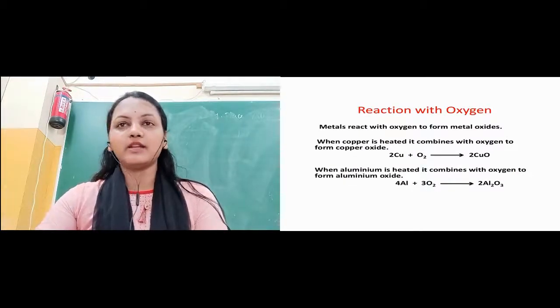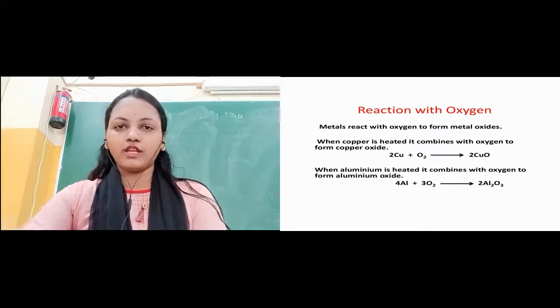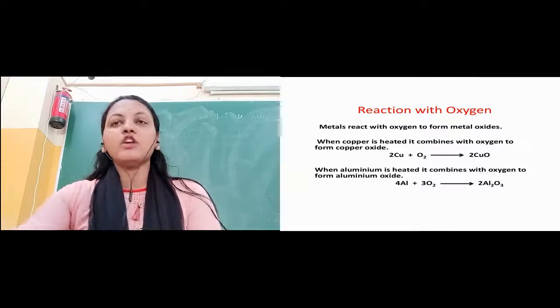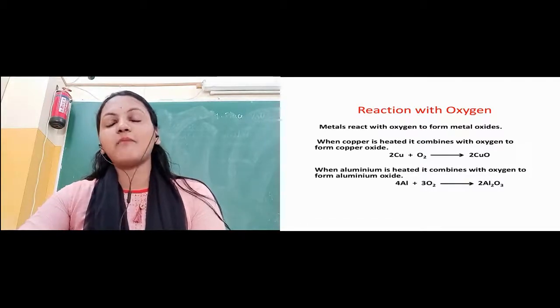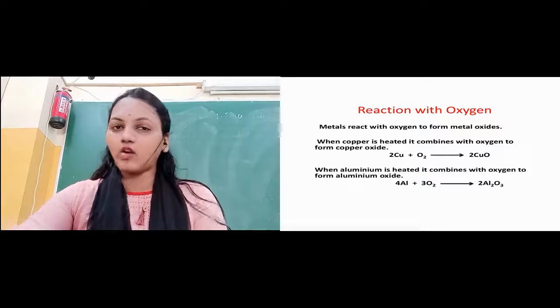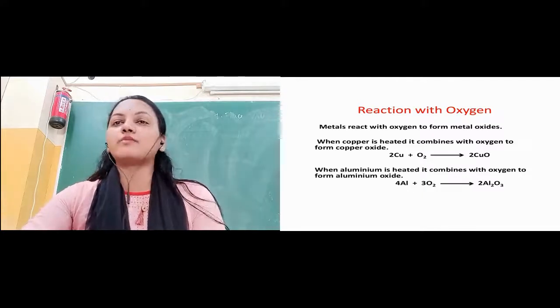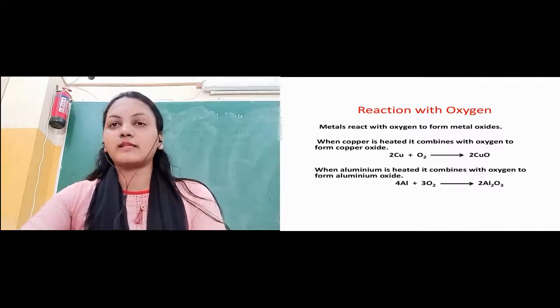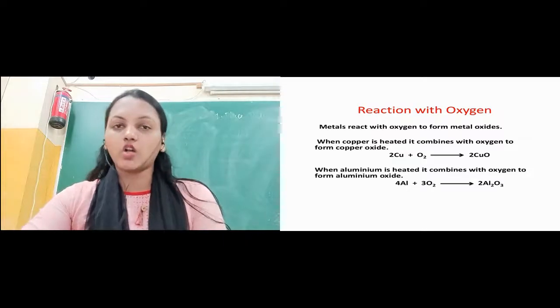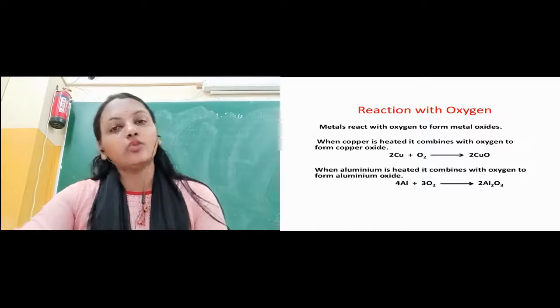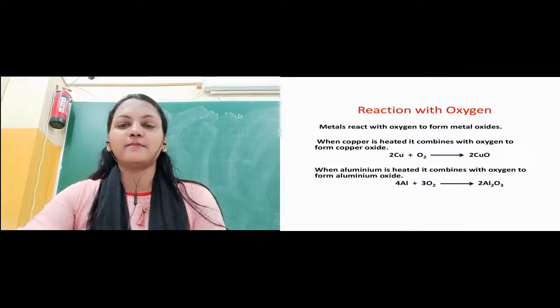ये पहले भी स्लाइड में हमने देखा है. Let us see in very simple format. वो थोड़ा complicated था, इस स्लाइड में आपको समझ में आ जाएगा. See, when copper is heated, it combines with oxygen to form copper oxide. ये example है copper का. Copper when heated with oxygen, it forms copper oxide. Okay, when aluminium is heated, it combines with oxygen to form aluminium oxide. Okay, that is Al plus O2 gives you Al2O3, that is aluminium oxide.